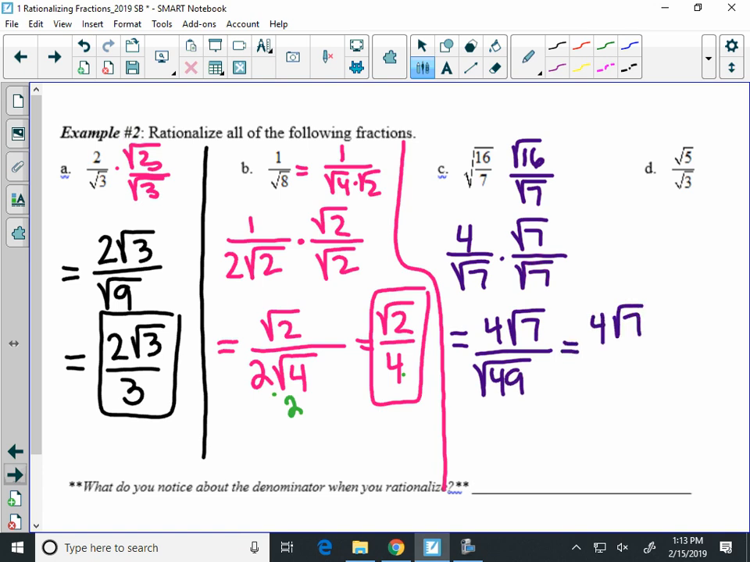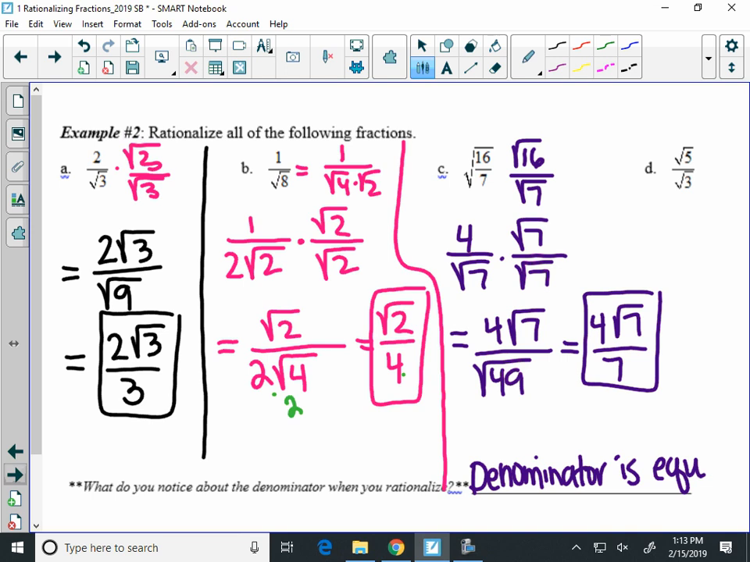Well, what pattern are you starting to notice about the denominators here? The denominator of our final answer when we're rationalized is equal to the radicand that you started with. The radicand is the number under the radical. So let's write that down. The denominator is equal to the radicand. If you remember that rule, it saves you a little bit of work and a little bit of space.